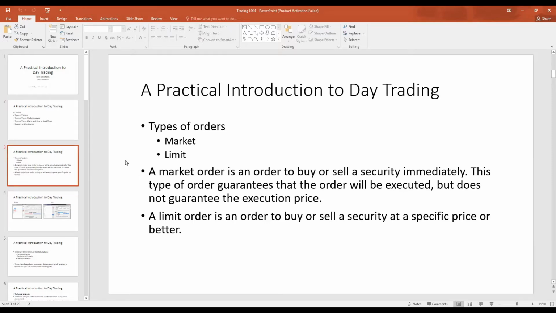A market order is an order to buy or sell an asset immediately. This type of order guarantees that the order will be executed. In this order, you buy or sell the asset at the current price. Let me show you an example.